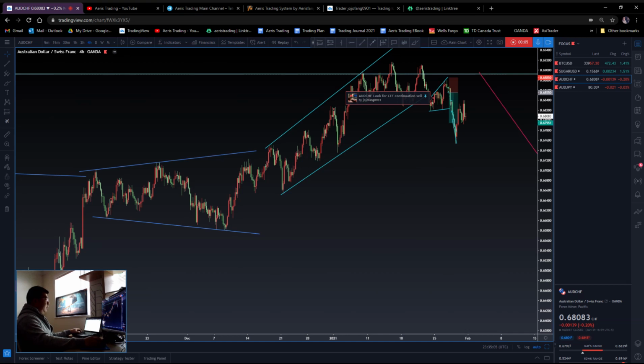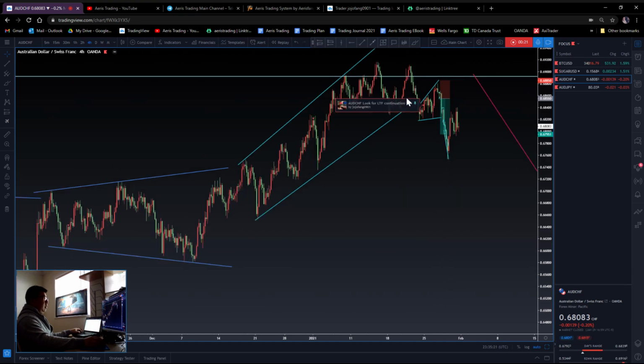This week I took two additional trades. Aussie Swiss and Aussie Yen are the two trades that I entered, and they both are exited. I also exited my sugar position, so I only have a Bitcoin position left running. So let's take a look into this week and what trades I have taken, and how is my entry, management, and exit. Let's get started with Aussie Swiss here.